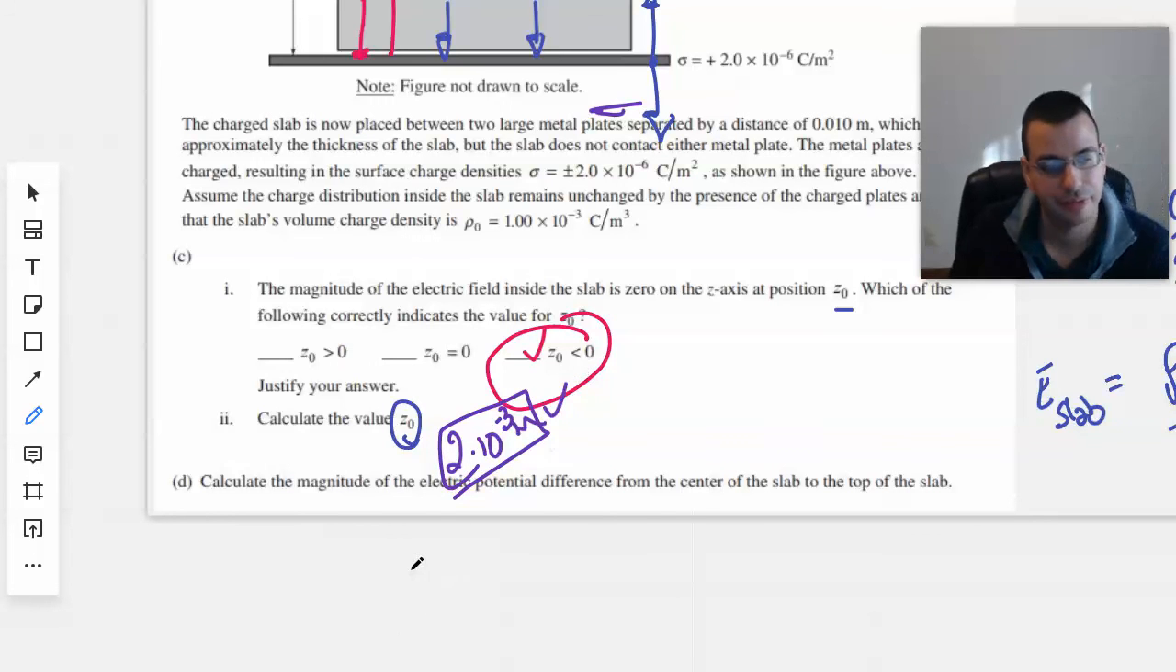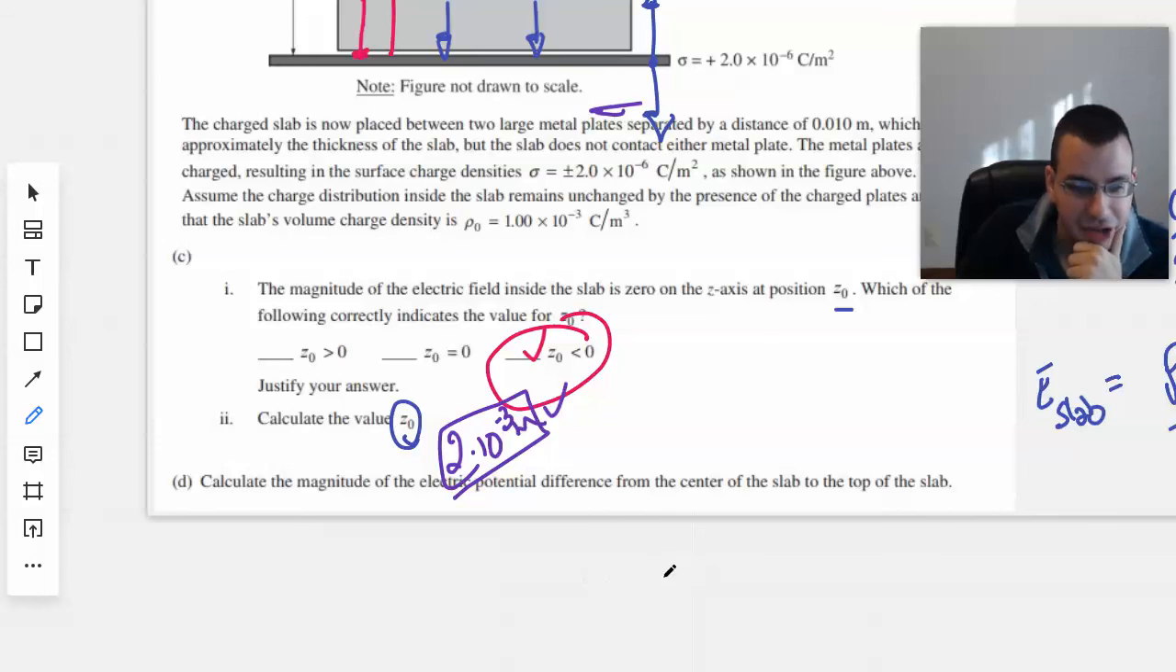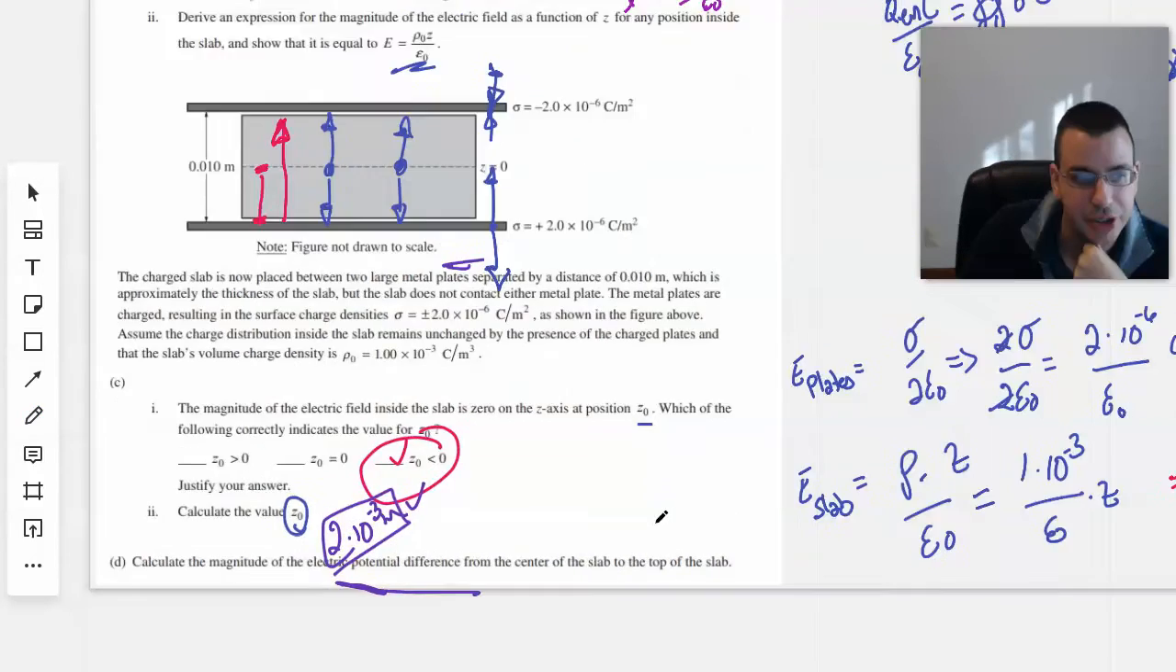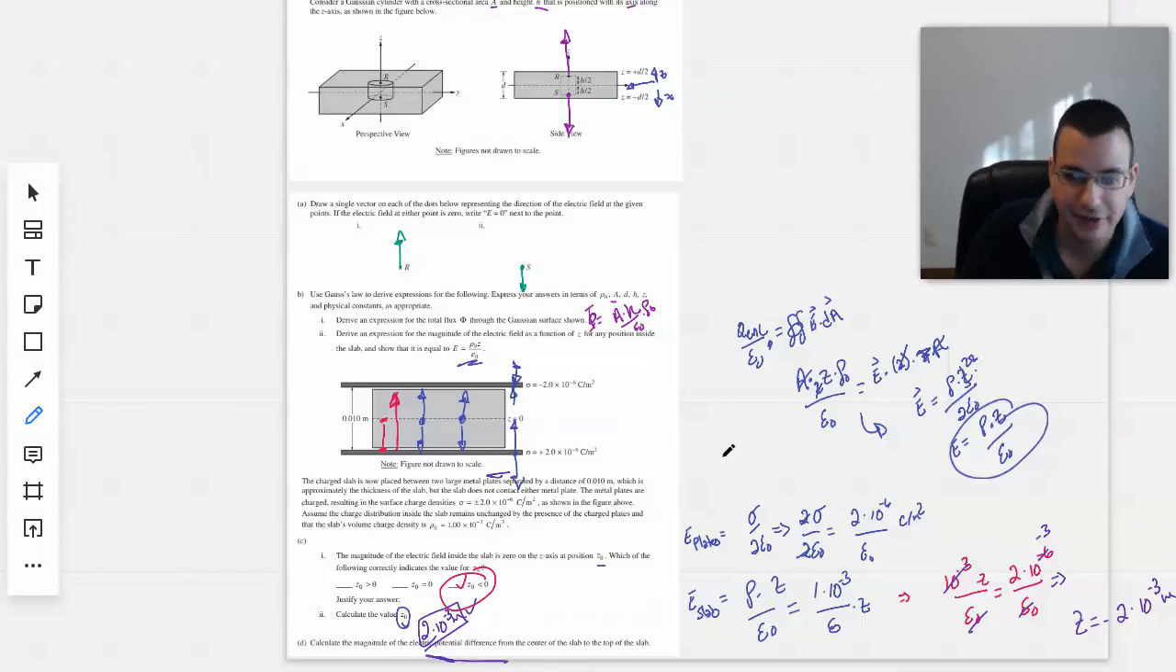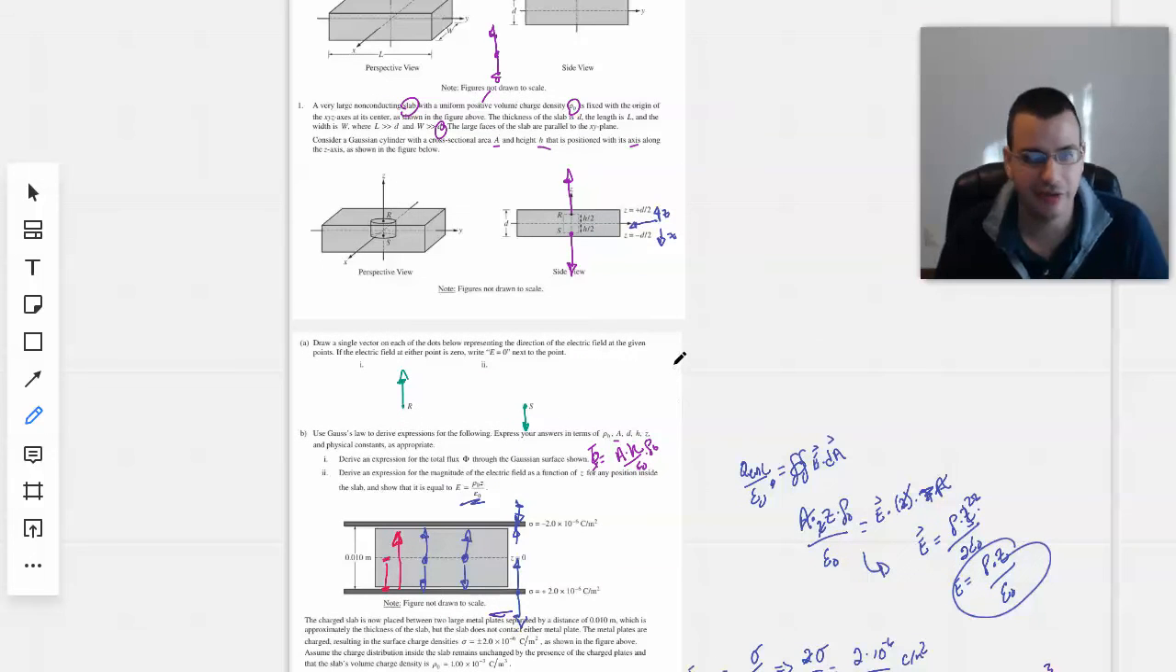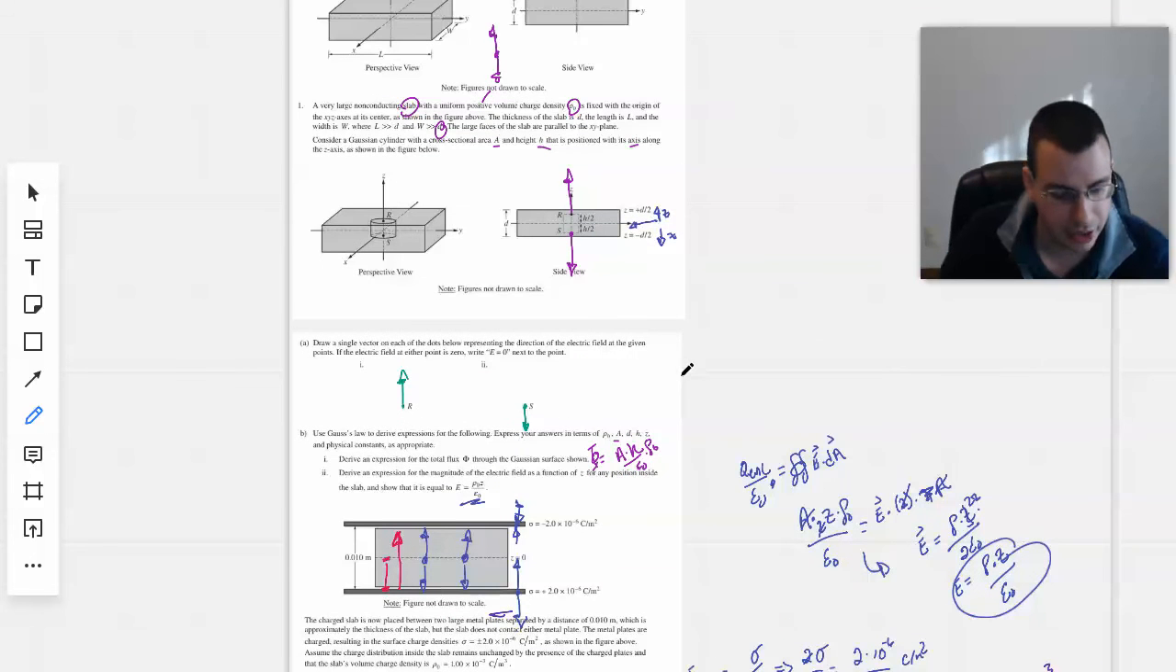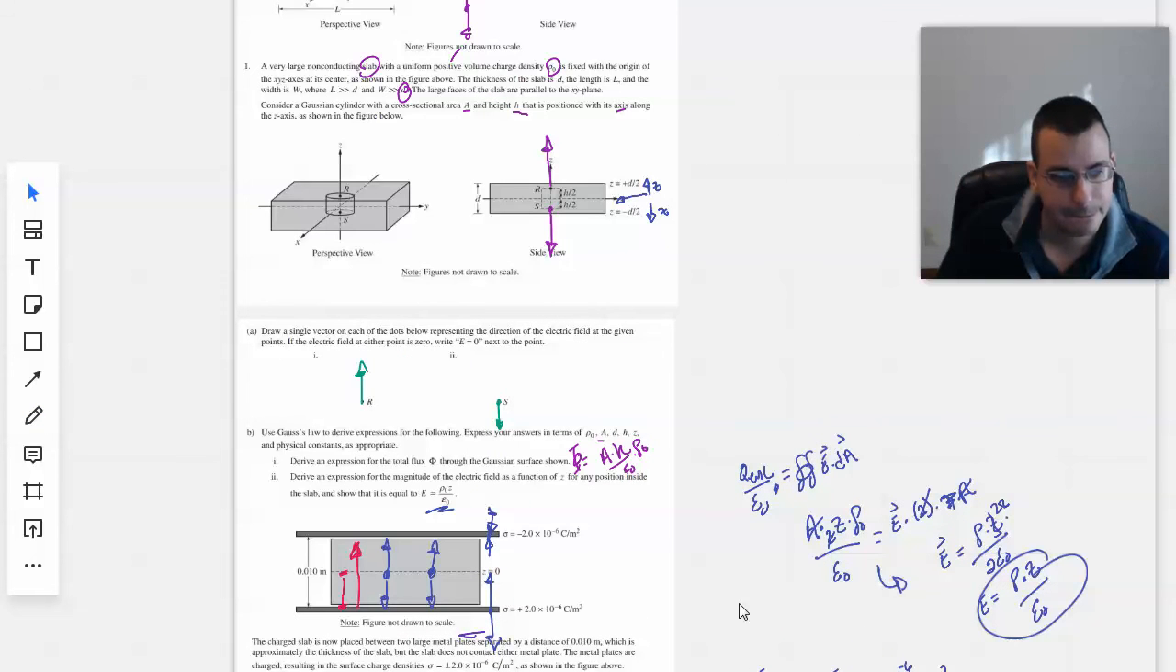Check. Calculate the magnitude of the electric potential difference. We're going to skip this one because we haven't covered potential yet. Okay, and that gives a good overview of how Gauss's law can be applied. Yeah, it's not too bad. Not too bad.